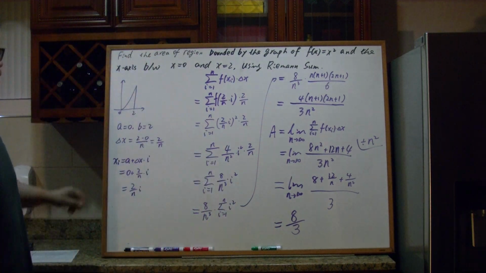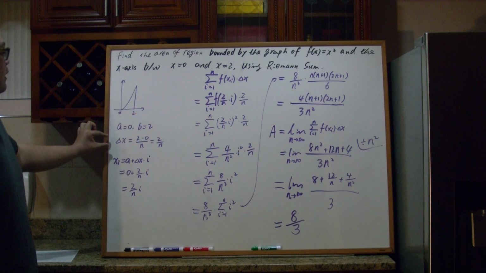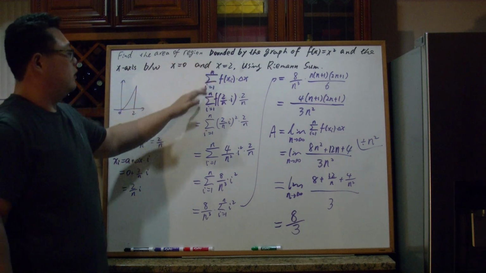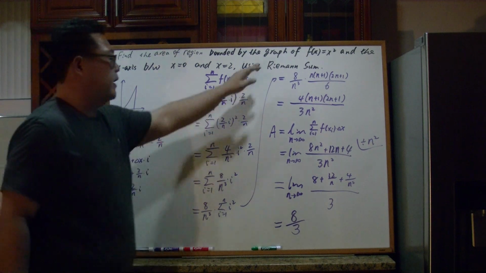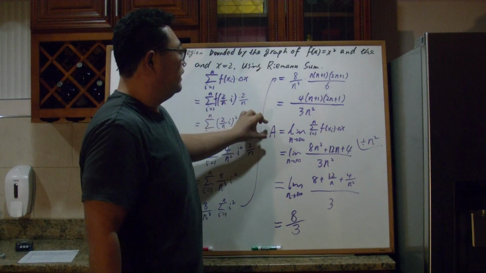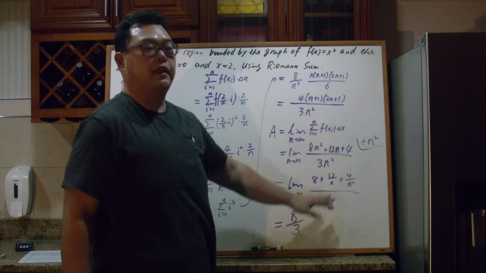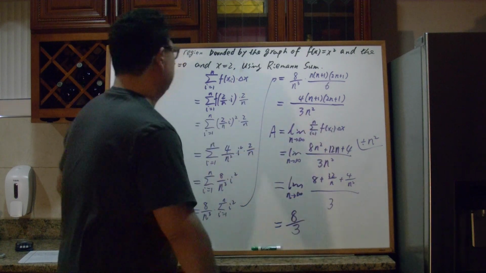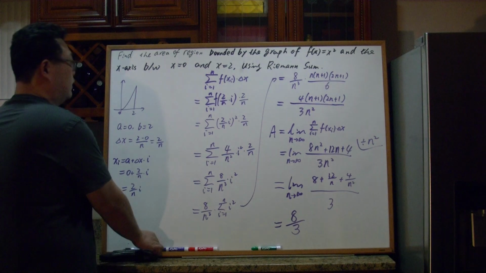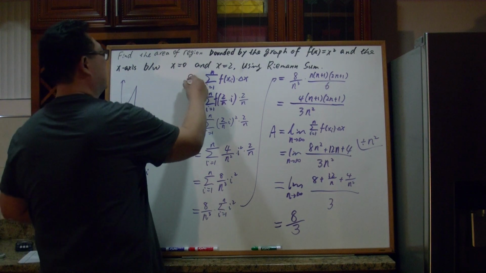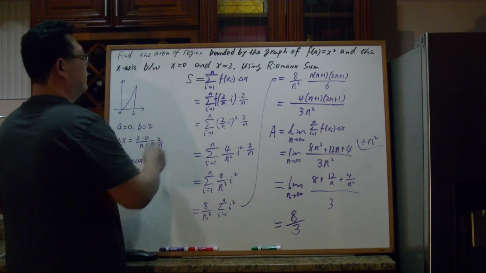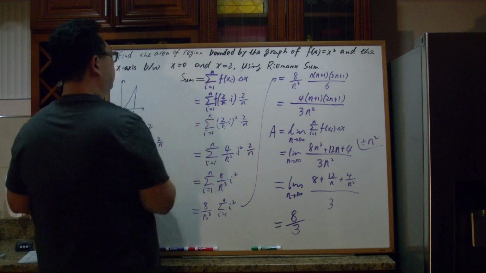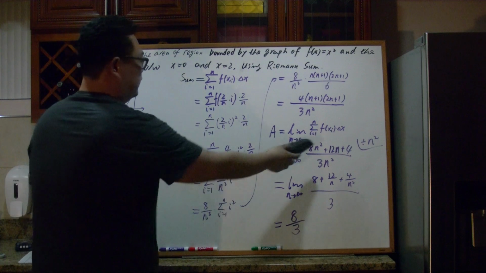Right, so that's the full process. Define a and b. Find delta x and xi, use the formula to figure out the summation, and finally the area will be the limit as n approaches infinity of the sum. If you want, call the sum S. That will be the limit of the sum.